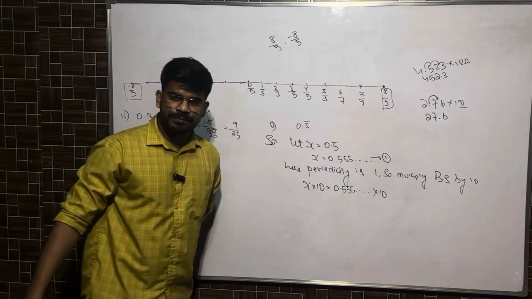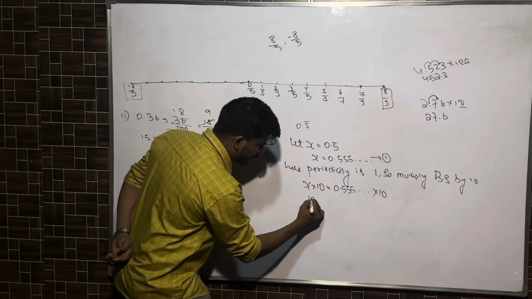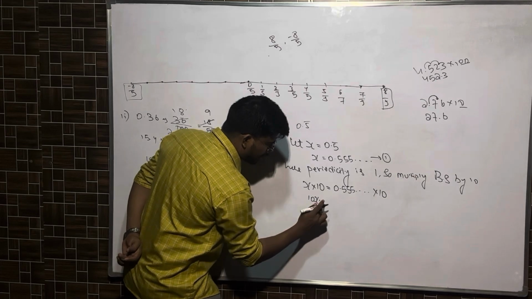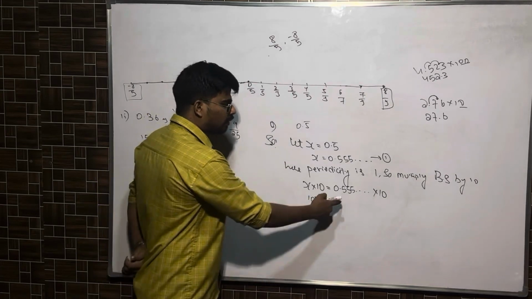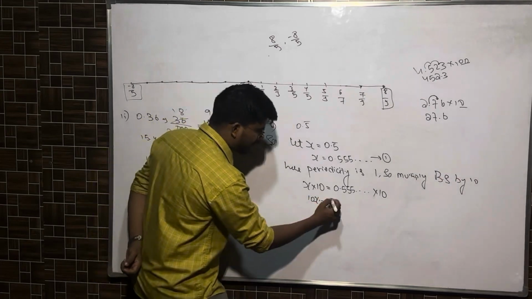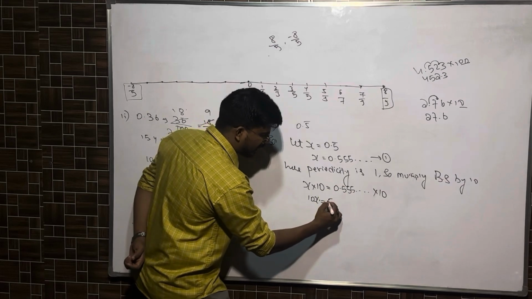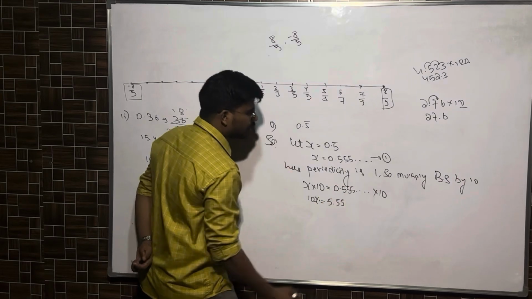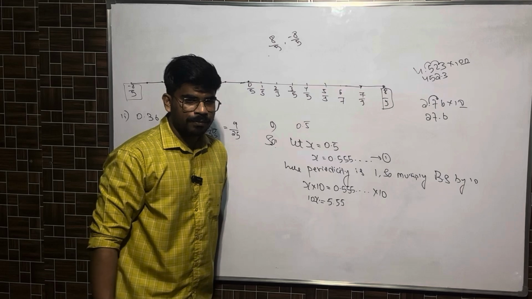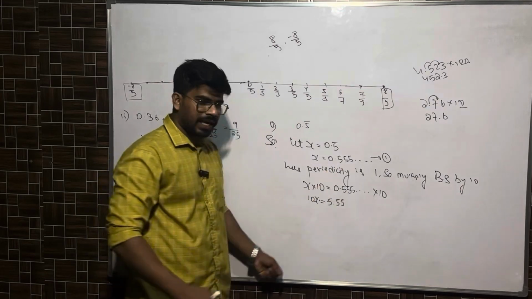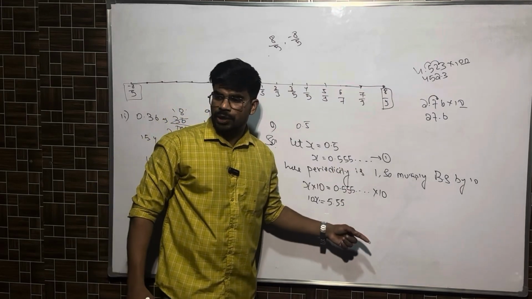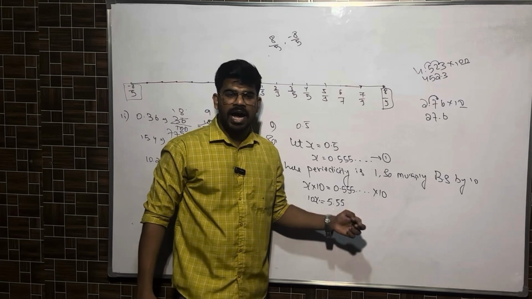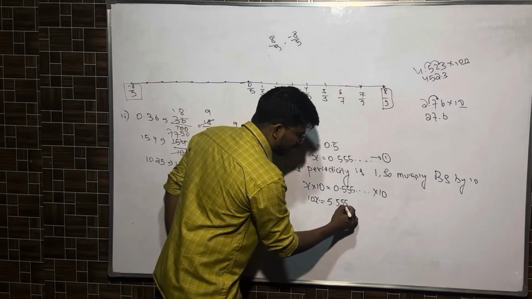X into 10, 10x. 10x is equal to 5.5. The point will shift over. 0.5 is nothing but 5, so 5.55. Only 2 5s, then 3 5s. We have to make sure that for equation 1 and equation 2, an equal number of digits should be there after the point. 555, and so on.